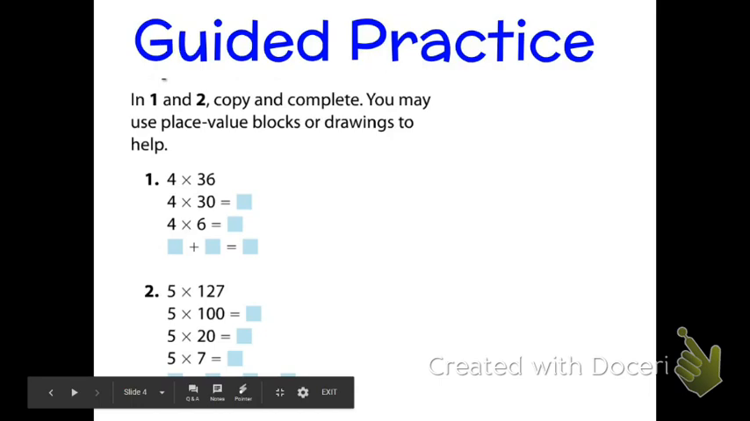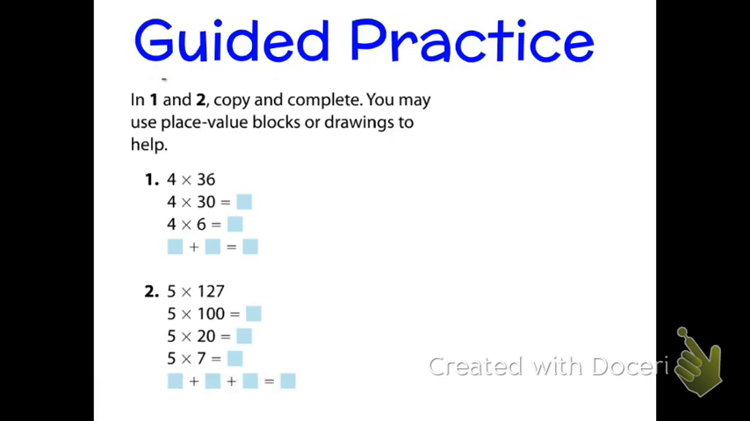We're going to be looking through number 1 together in your guided practice problem. I would like for you to have both number 1 and number 2 in your notes. Looking at number 1, it says 4 times 36. So in this problem, I have to separate out my 36 into 30 and 6. They went ahead and gave you the multiplication problems of 4 times 30 and the multiplication problem of 4 times 6. In your notes, I'm going to ask for you to complete number 1 and number 2.